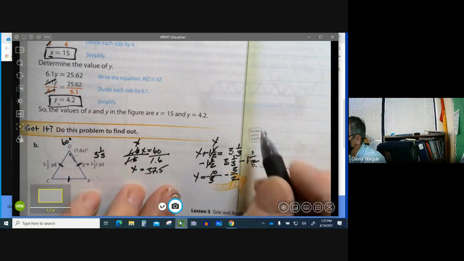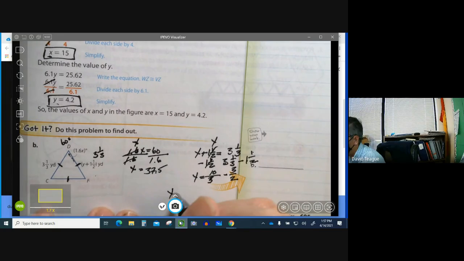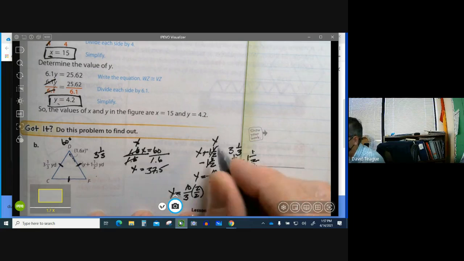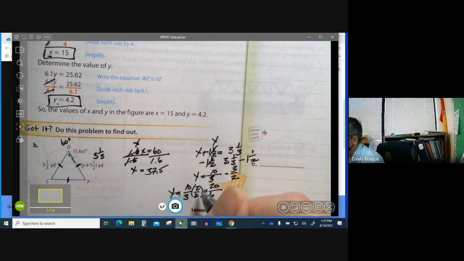Right? So let's just do 6. That's simple enough. So let me rewrite this. Y is equal to 10 thirds. I'm going to multiply this by 2 over 2. Okay, I haven't changed the value. I'm just creating an equivalent fraction with a denominator of 6. And when I do that, 10 times 2 is 20. 3 times 2 is 6. So this is an equivalent fraction.